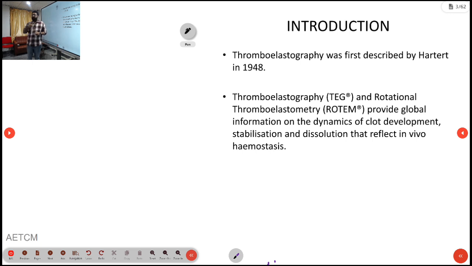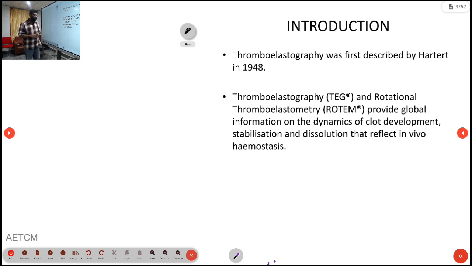So whenever there is a vessel injury and blood oozes out through the vessel, there will be a vasoconstriction of that area to prevent further blood loss. And then all the platelets and the RBCs will come to that area and try to control the bleeding. So a clot will be formed.